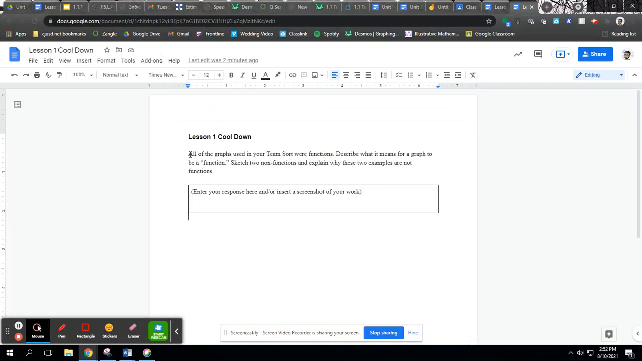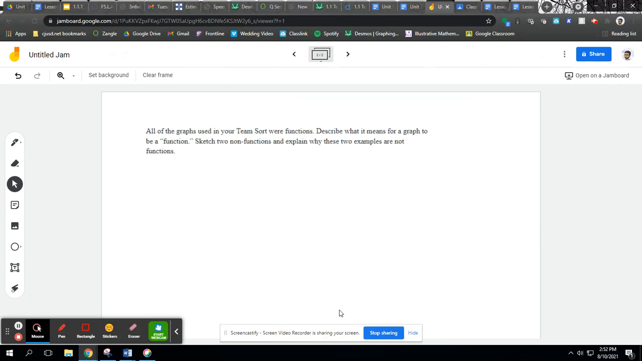The cooldown itself is asking you to describe what it means for a graph to be a function. We'll sketch two non-functions and explain why these two examples are not functions. You can enter your response here, or you can insert a screenshot of your work or a picture. If you do it on paper, you can take a picture of it. For me, I'm going to do it in a Jamboard.